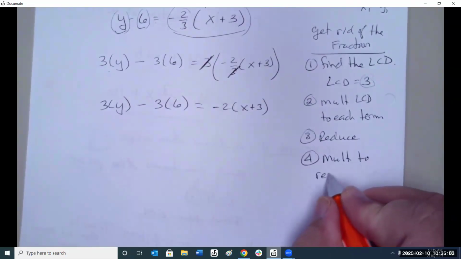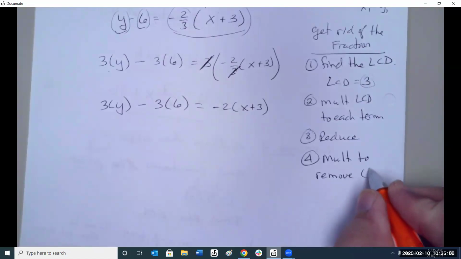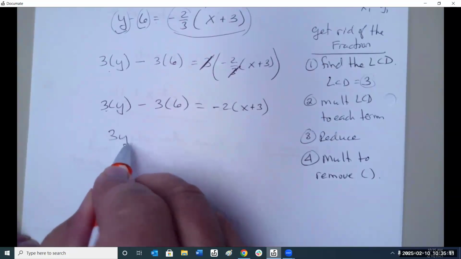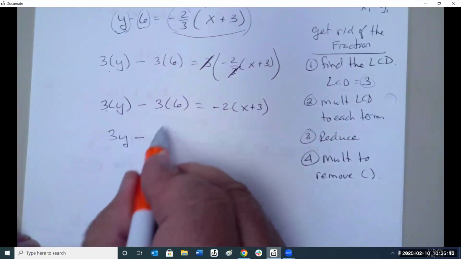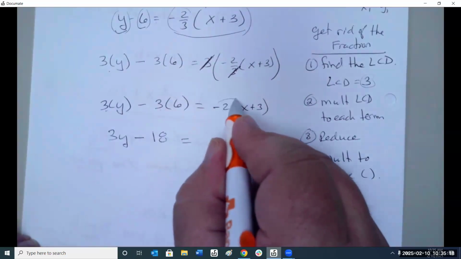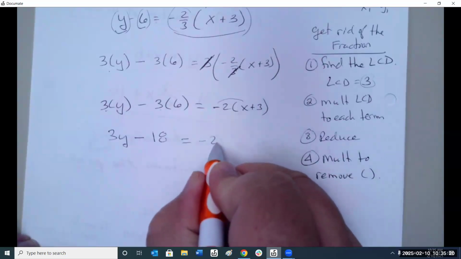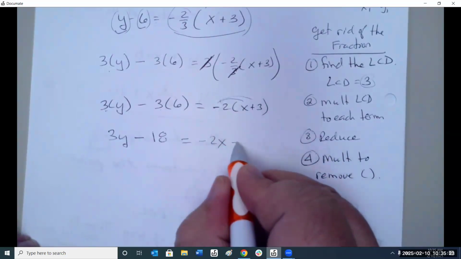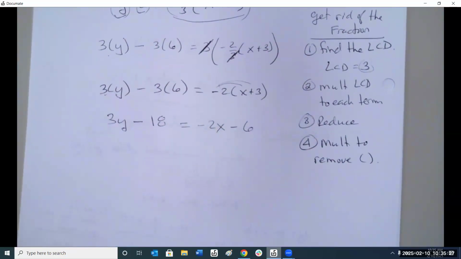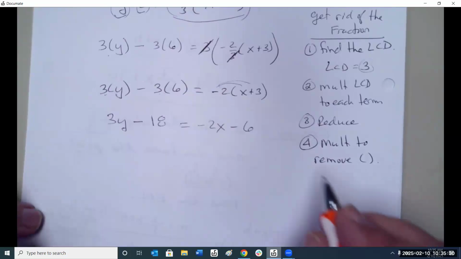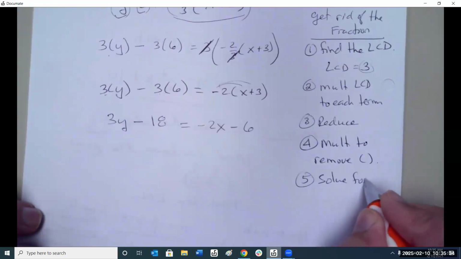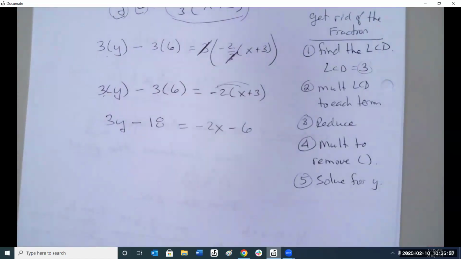Multiply to remove the parentheses. 3 times y is 3y, minus 3 times 6 is 18. Negative 2 times positive is negative 2x. Negative times positive is negative. 2 times 3 is 6. And then solve for y in this case.